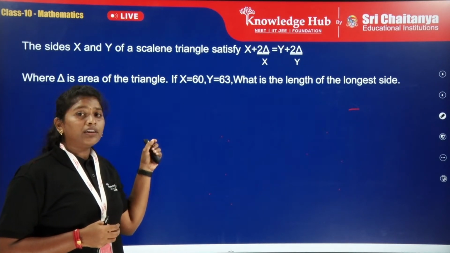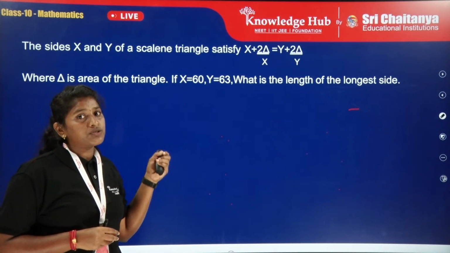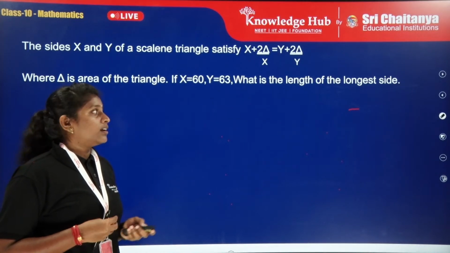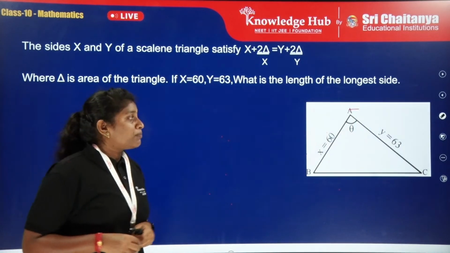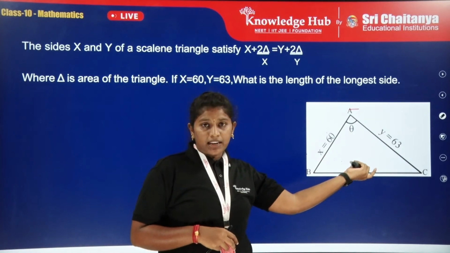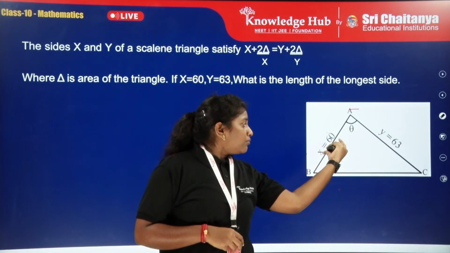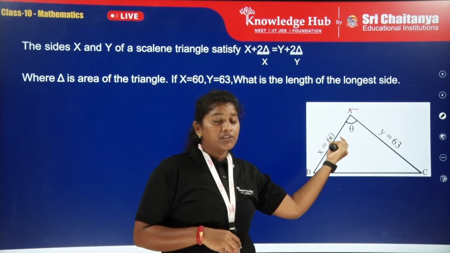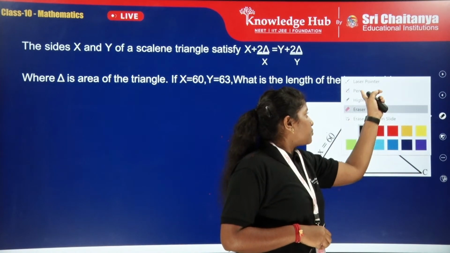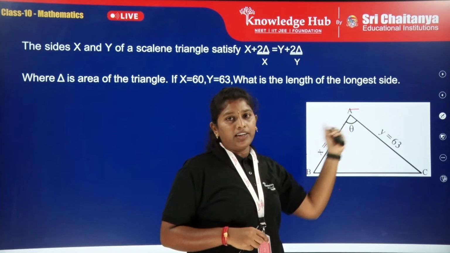Now they gave the sides of the triangle as x equals 60 and y equals 63, and they are asking us to find the length of the longest side. So let's represent the given data in the form of a diagram. First I take my scalene triangle ABC, and I take my BC value as x, which equals 60, and AC as 63, which equals y. Now I am taking my angle A as theta.